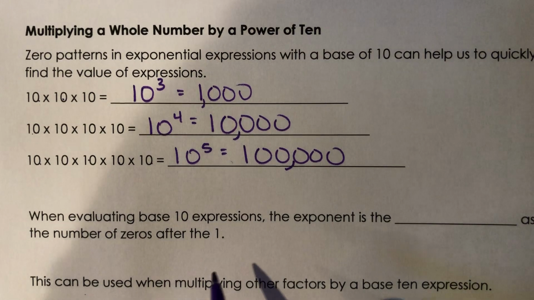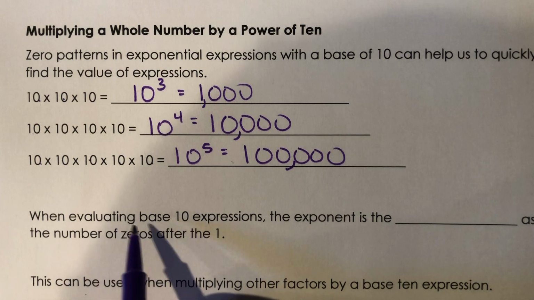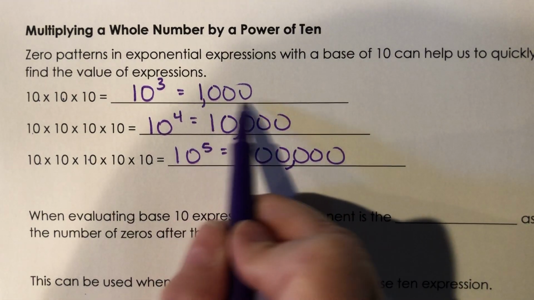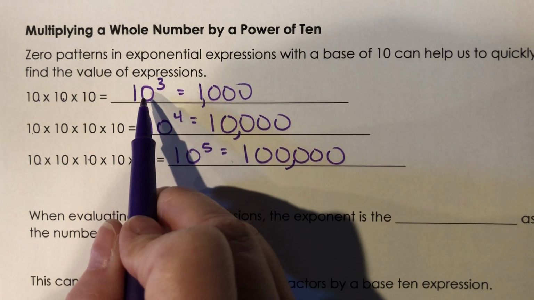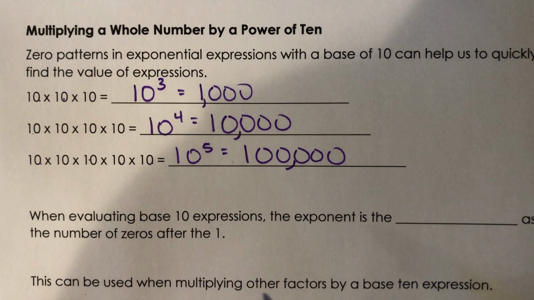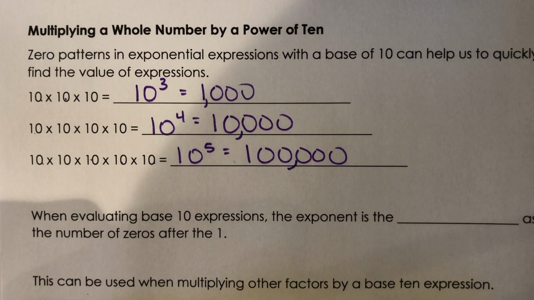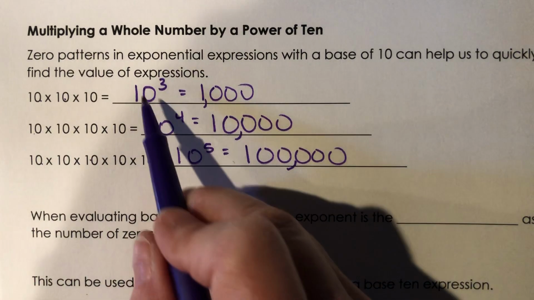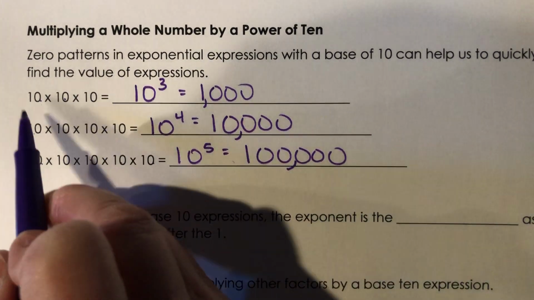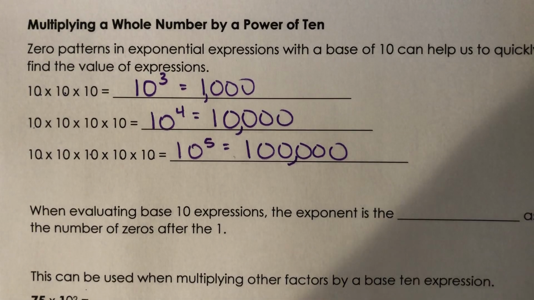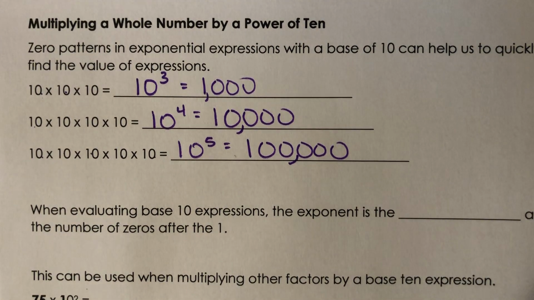So here's what I would like you to do. I'd like you to look at this because we're going to answer the question when evaluating base 10 expressions, and this right here was the evaluating. When you're getting the answer to a base 10 expression, meaning an expression that has a base of 10 with an exponent on it, the exponent is the blank as the number of zeros after the 1. So notice, every single one of these base 10s, they start with the number 1, don't they? That's because when you repeatedly multiply 1, it doesn't change, right? 1 times 1 is going to be 1 no matter what.